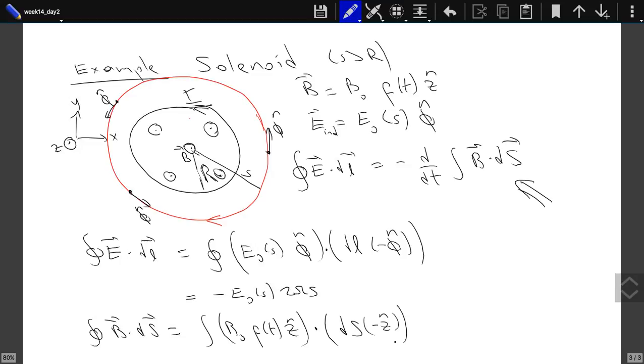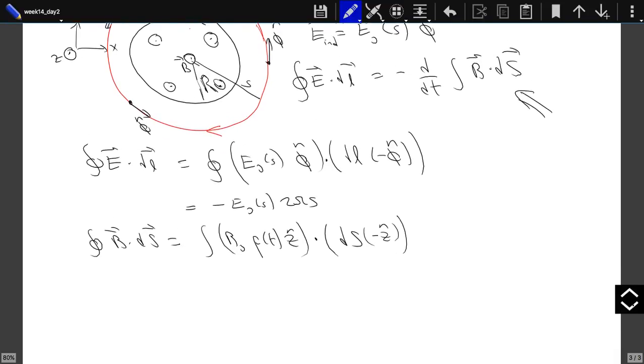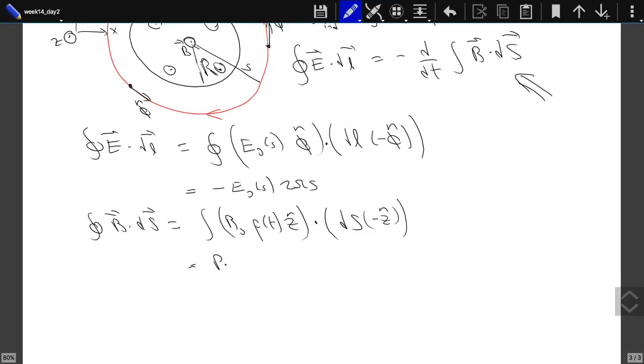So you see, by changing the orientation of my loop, I received a minus sign on the left-hand side compared to the previous case. I also receive a minus sign on the right-hand side, so nothing changes. So that's basically why it's arbitrary to choose the direction of dl. So this is equal to B0, which is a constant. F of t is constant in the sense that it doesn't depend on which patch I'm summing over. And z times minus z hat is minus 1. And the integral of ds.